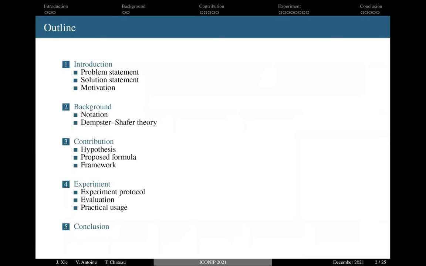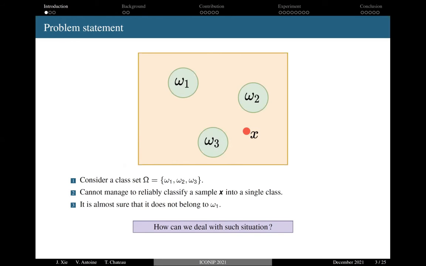The title is PCMO: Partial Classification from CNN-Based Model Outputs. At the beginning, I will introduce the problem, solution, and motivation, following its background, for example, Dempster-Shafer theory, then its contribution. I will introduce the proposed method and framework. Then its experiment includes experiment protocol, evaluation of the proposed method, and practical usage. Finally, its conclusion.